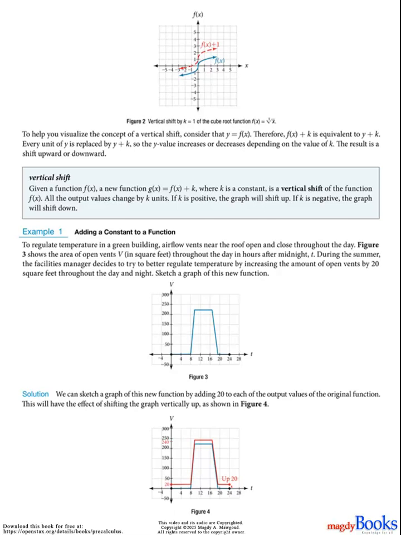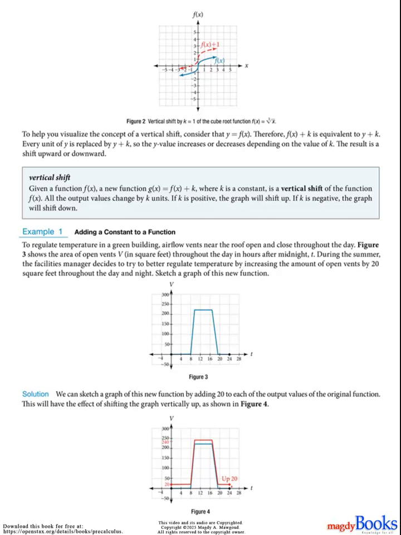Example 1. Adding a constant to a function. To regulate temperature in a green building, airflow vents near the roof open and close throughout the day. Figure 3 shows the area of open vents V, in square feet, throughout the day and hours after midnight, t. During the summer, the facilities manager decides to try to better regulate temperature by increasing the amount of open vents by 20 square feet throughout the day and night. Sketch a graph of this new function.